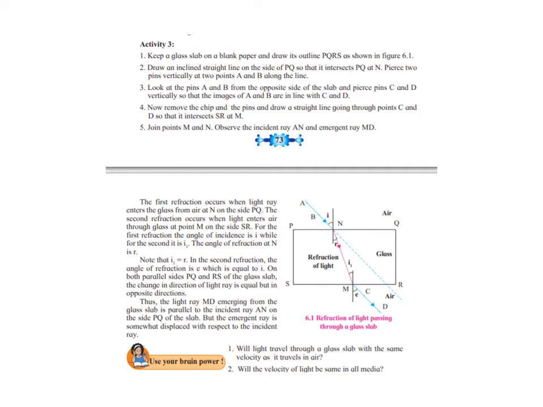Angle I is called the angle of incidence. Small angle R is called the angle of refraction. I1 is called the second angle of incidence, and E is called the angle of emergence.